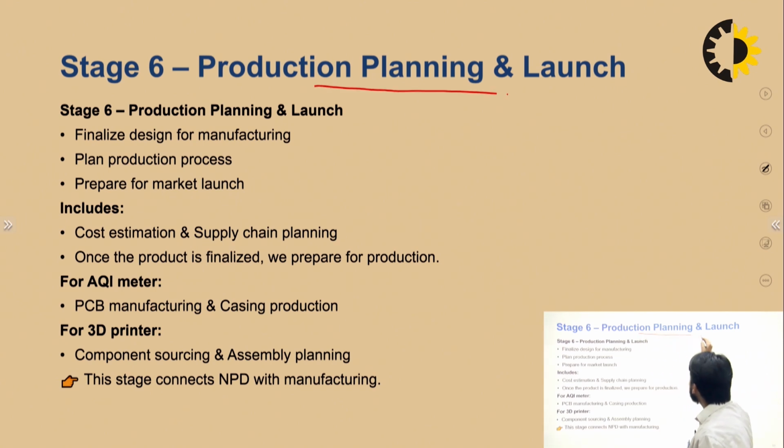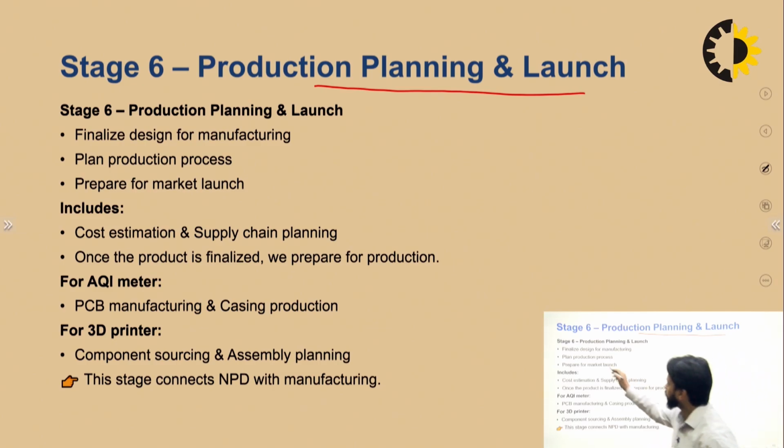This stage is production planning and launch. Once you have tested your product, if there is any discrepancy, you go back to the design stage, you change the design, you modify it, and again you test and validate it. Once you have validated that your prototype is working as per your norms, whatever you decided in the beginning, then you are ready for the production planning and launch of that product.